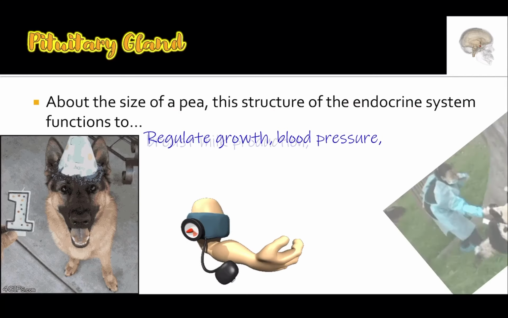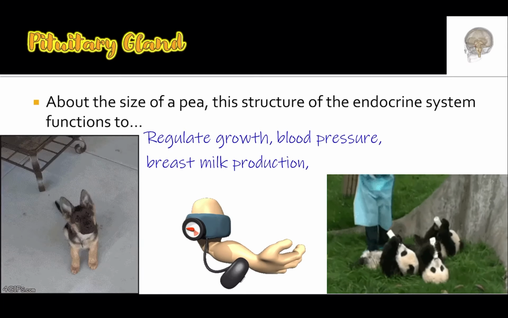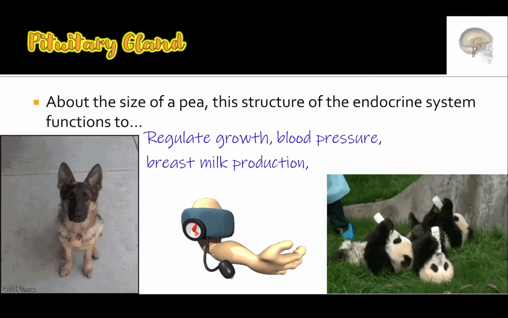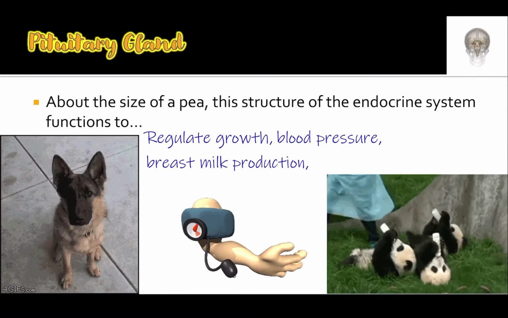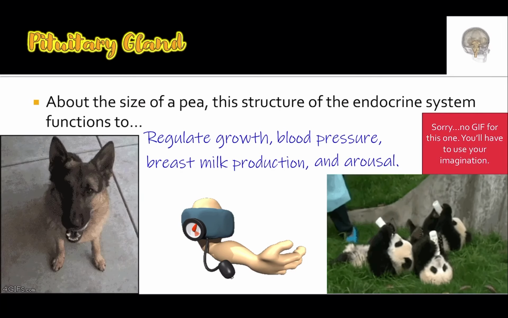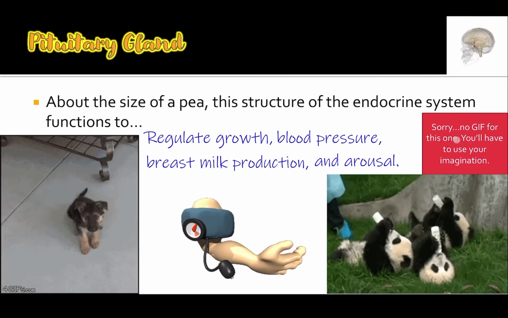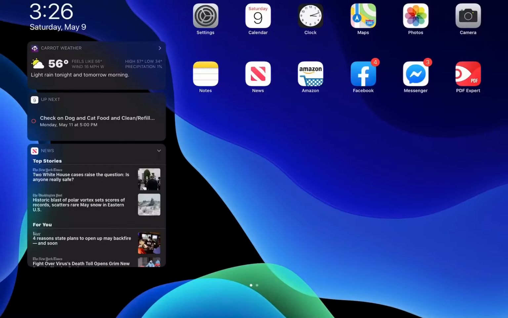Your blood pressure changes. Women actually start to, they're not producing breast milk, but their mammary glands are ready to produce breast milk if they were to become pregnant. And arousal is also controlled there. And for very obvious reasons, I did not supply a picture, an animated GIF of arousal. Trust me, you don't want to see it.